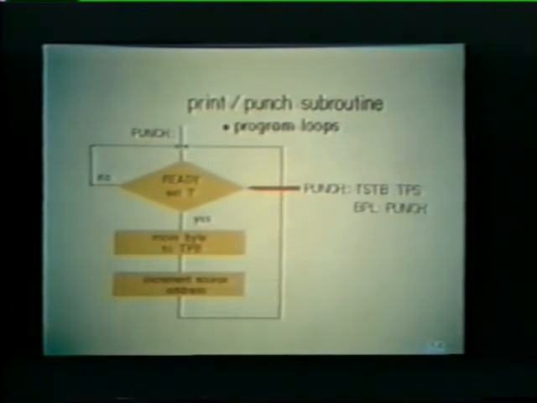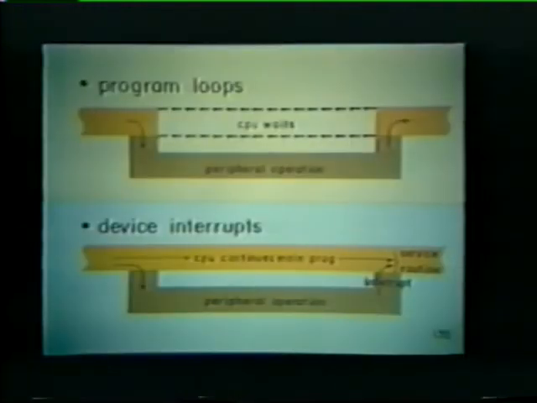This program loop method, although wasteful of CPU time, is often used. For example, a program loop would be used whenever program continuation is entirely dependent on the data the CPU is waiting for. In the interrupt method of programming, the CPU can proceed with some other operation after starting the peripheral. It does not stop and wait for the peripheral to complete its function. This can result in a considerable saving of computer time.